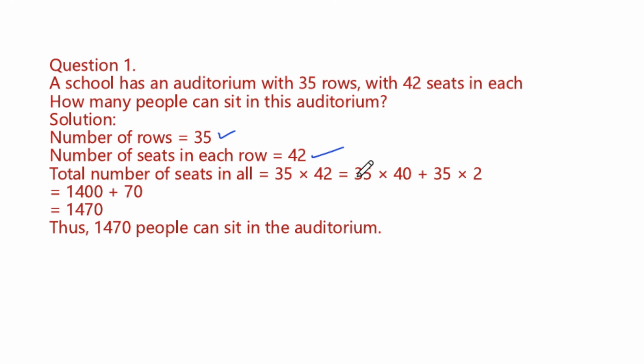So what they have done is 35 into 42. How are they going to multiply? They are going to round to the nearest 40. So 35 into 40 plus 35 into 2, and the two rows they are going to add here. So now you can calculate easily. 35 into 40 is 1400. So I'll multiply here and show you.